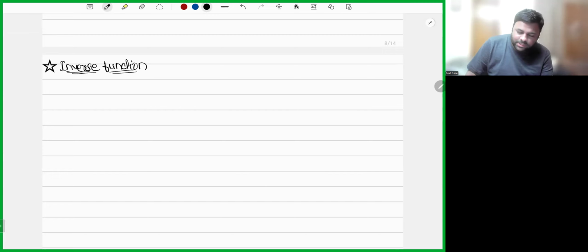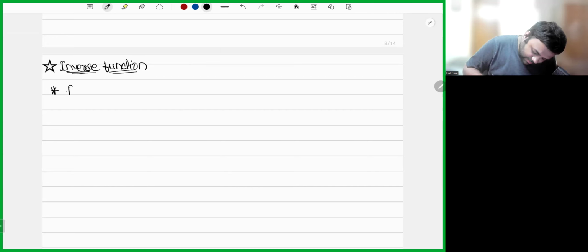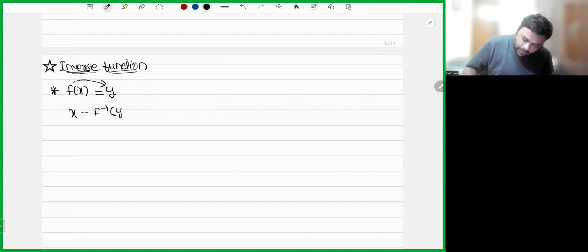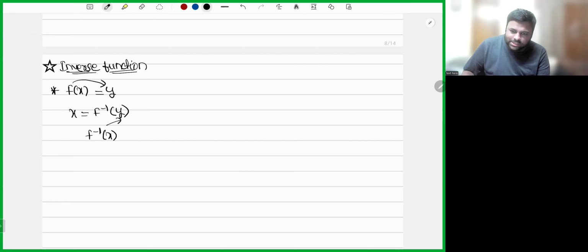Now, what is this inverse function? Say, for example, I am telling f of x is equals to y. Okay. Now I am sending y to the right side. So it will be x is equals to f inverse y. Now instead of y, I'll substitute x. I'll get f inverse x. Sir, what nonsense is this? See here, I'll tell you.